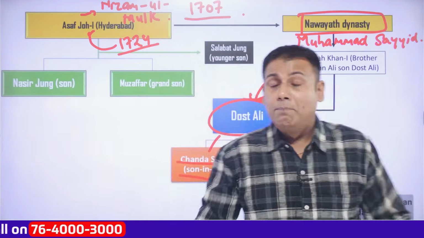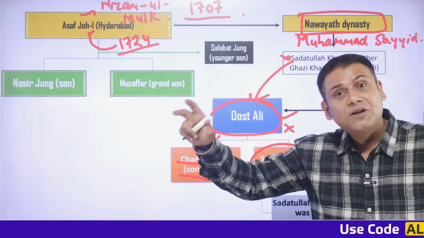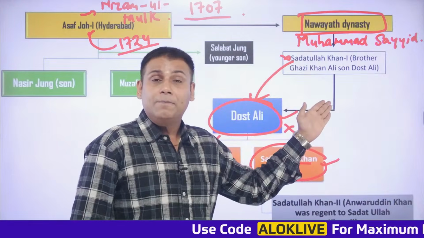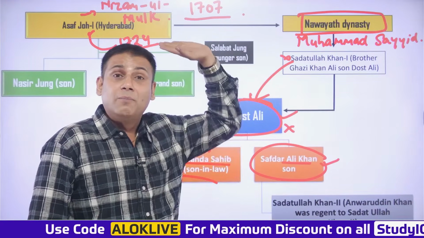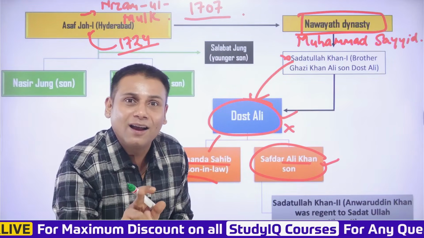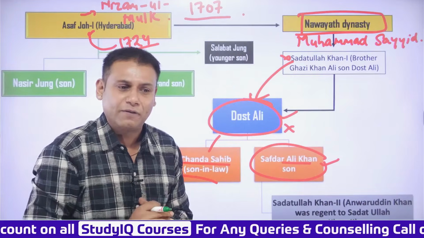Now, it was a very big question in front of Asaf Jah: who is going to govern or administer the region of Carnatic now? Because Dost Ali has died. His son, Safdar Ali, has died. Chanda Sahib is imprisoned by the Marathas. Who will govern now? Safdar Ali Khan had a son, but he was a minor. He was just 7 to 8 years of age.